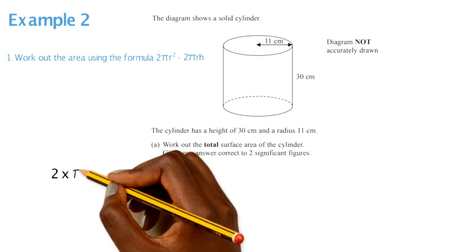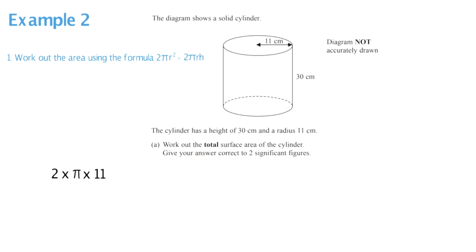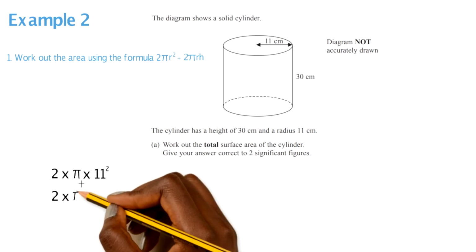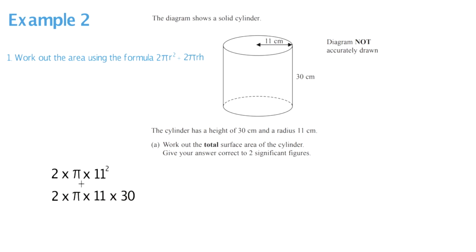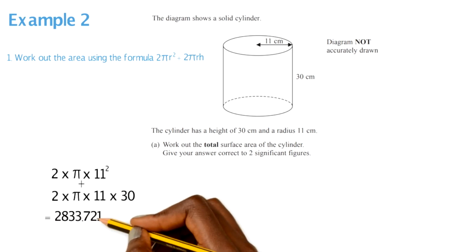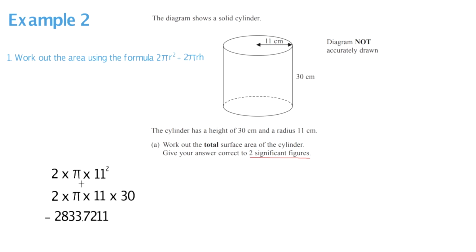So first of all, it's going to be 2 times pi. Our radius in this question is 11, so it's going to be times 11 squared. And then you're adding that to 2 times pi. Again, the radius is 11, so multiply that by 11, and multiply that by 30, because that's our height. And that would leave you with 2,833.7211, but then it wants you to leave it to 2 significant figures, so that's 2,800 centimeters squared.